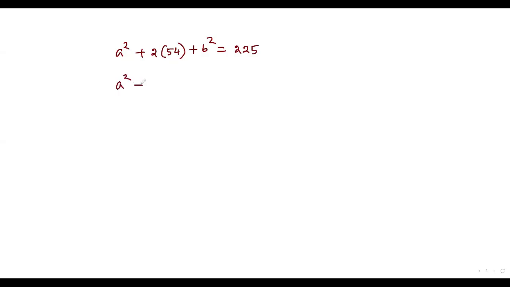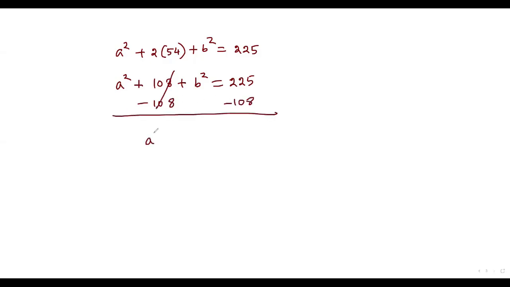Then we get a square positive, when I multiply this 54 by 2, I'm getting 108, positive c square equals 225. According to the question, we have to solve for a square positive c square. So we have to get rid of this positive 108. To get rid of this value, I subtract 108 from both sides. When I do so, this positive 108, negative 108 will cancel out. Then I'm getting a square positive c square on the left side. On the right side, when I subtract this 108 from this 225, I'm getting 117. Now I got the value of the expression a square positive c square. Its value is 117.